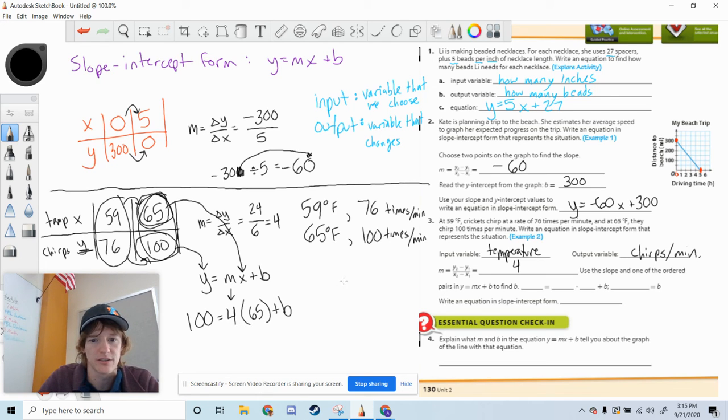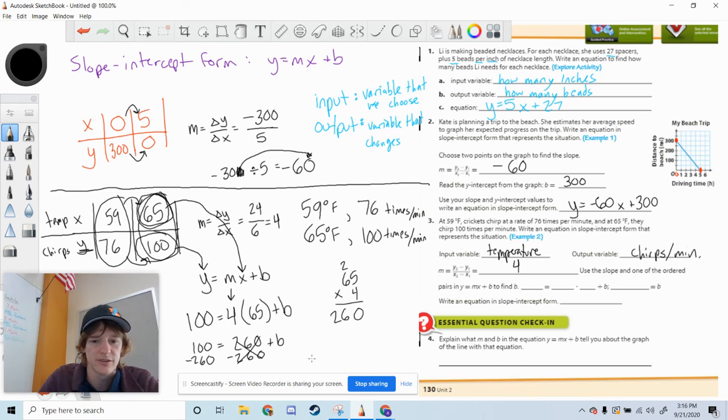So let's see, what's 4 times 65? 5 times 4 is 20. 6 times 4 is 24, 25, 26. So I have 100 equals 260 plus b. I need to get rid of this 260 by subtracting 260, which will cancel it off, but I have to do it to both sides.